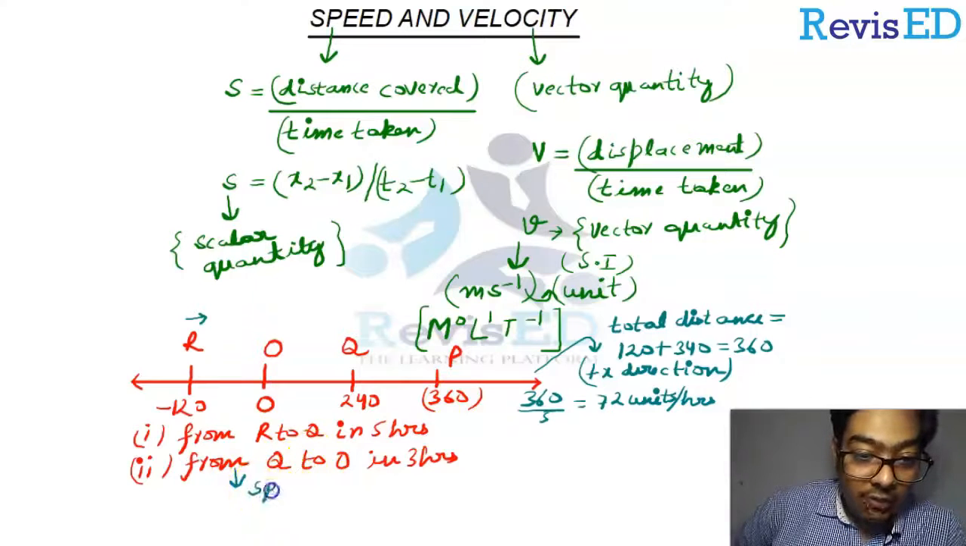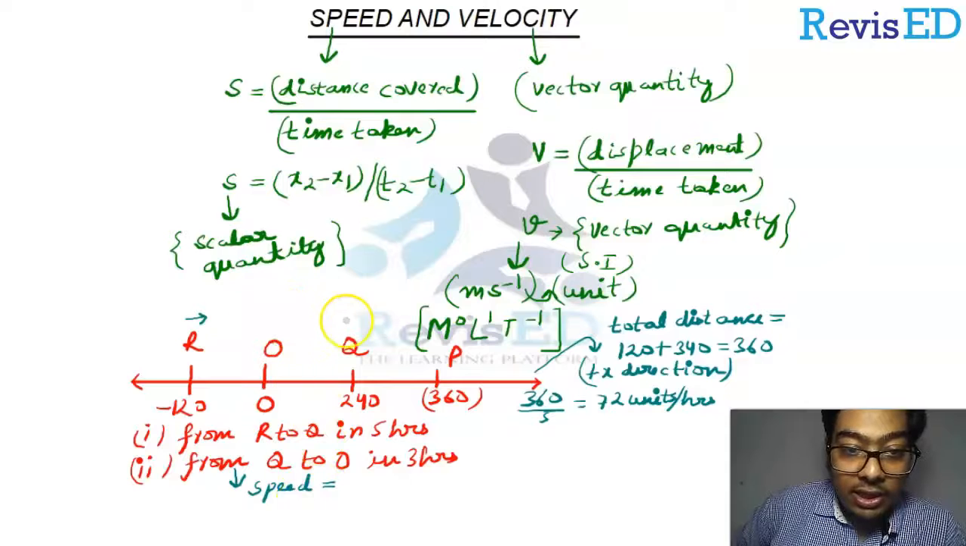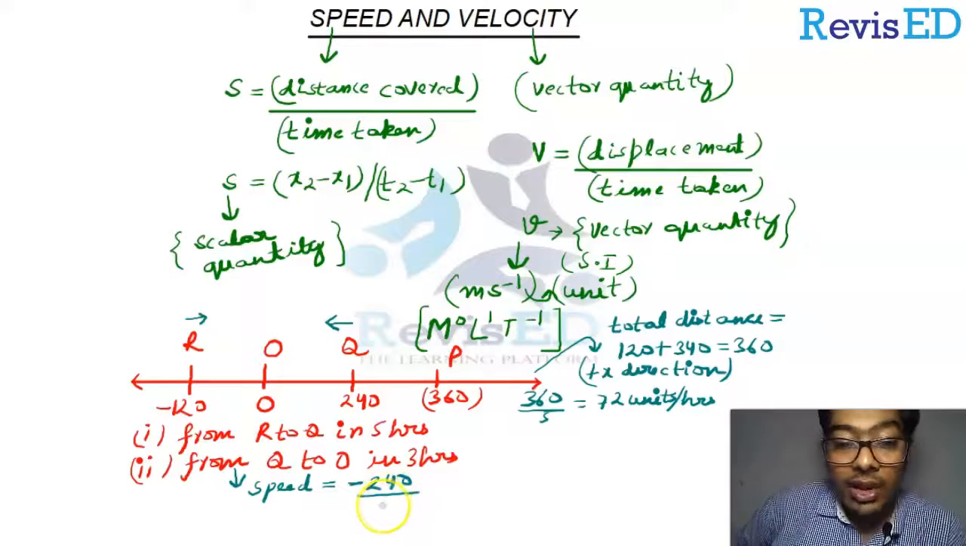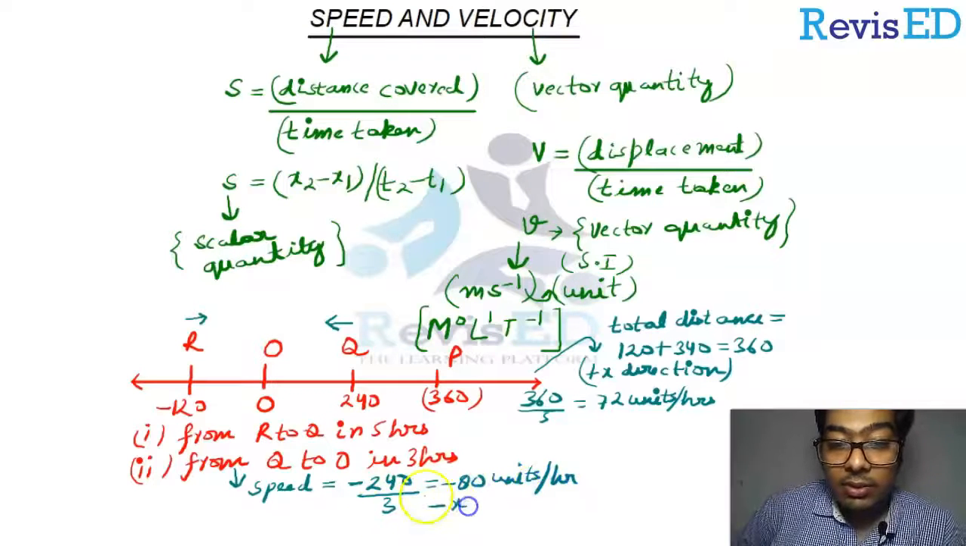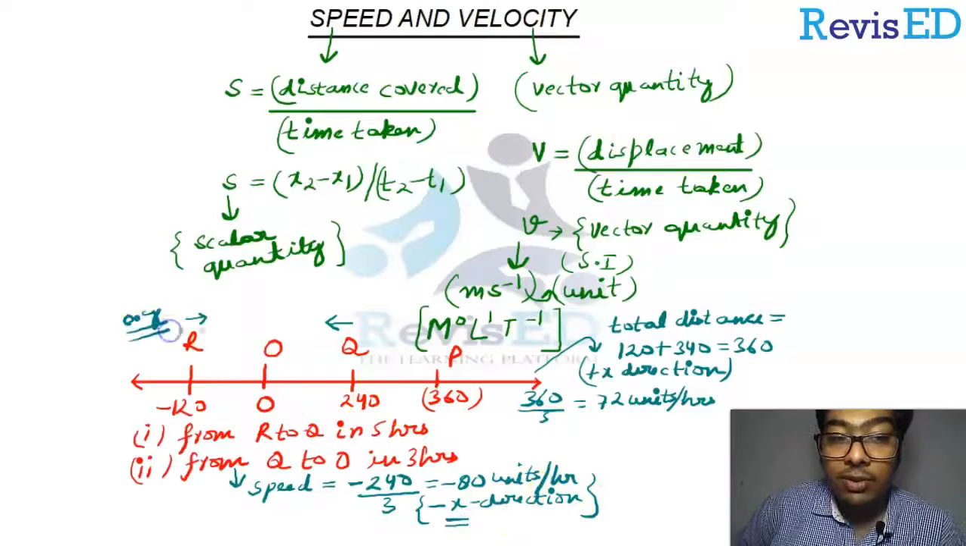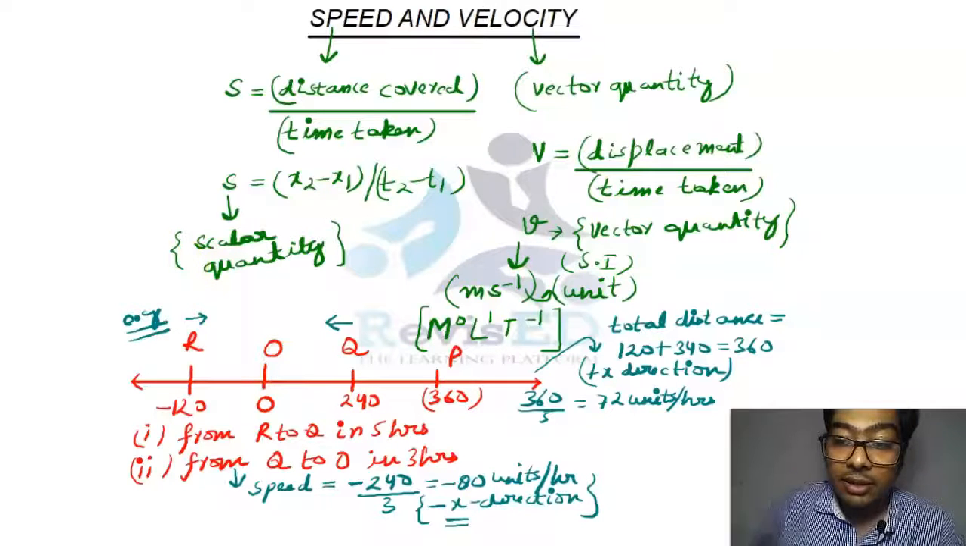From Q to O, the distance is 240, and Q is moving in the negative direction. If the body moves in the positive x direction, we consider it positive; if it moves opposite to that, we consider it negative. So 240 divided by 3 is minus 80 units per second. This is the change in distance, 0 minus 240, which is why 240 is here. In the earlier case it was 340 minus 120, so it was positive. So this was our example. Thank you so much.